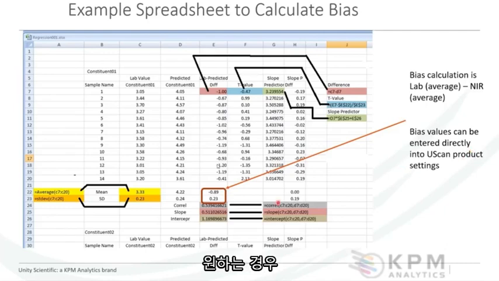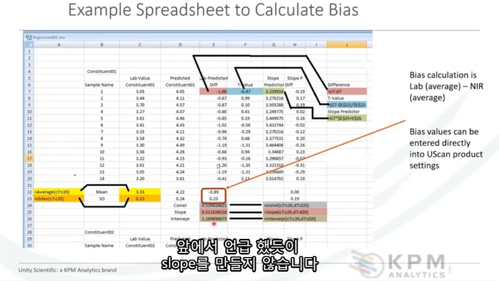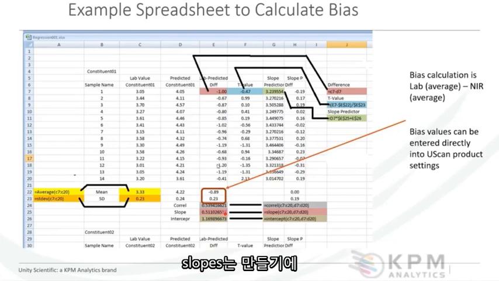Okay, if you want to, you can calculate the correlation, the slope, and the intercept. But as we mentioned before, we never do slope corrections unless you've got a really good reason. Slopes are just extremely dangerous to make, and they're really not needed in the vast majority of NIR calibrations.